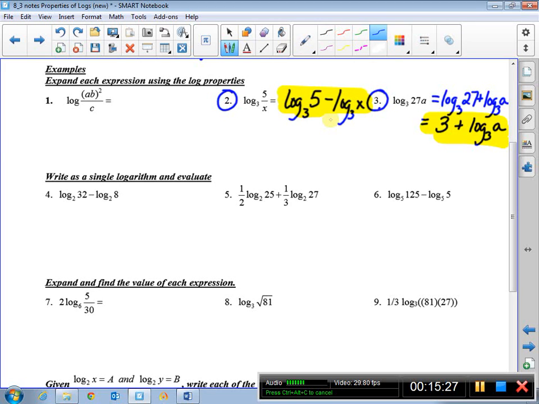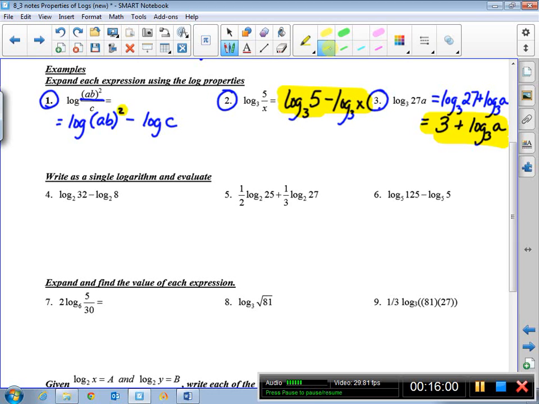Okay, back to number 1. And the reason I skipped it is because it really has several properties all packed into one little question. So this one's going to take a little longer. First, we have a division. So I'm going to take the log of the numerator minus the log of the denominator. But I have more here. I have an exponent and a product.